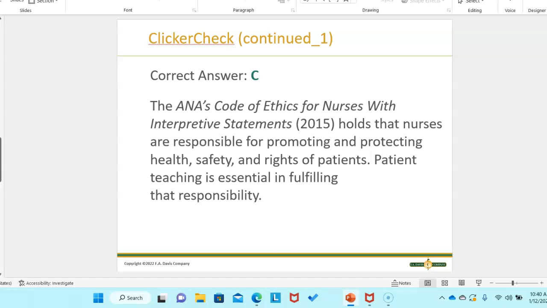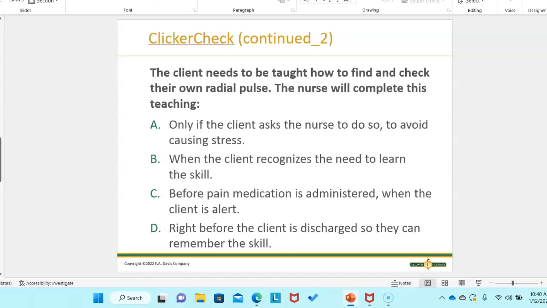The correct answer is C. According to the ANA Code of Ethics, nurses are responsible for promoting and protecting the health, safety, and rights of patients. Patient teaching is essential in fulfilling that responsibility.